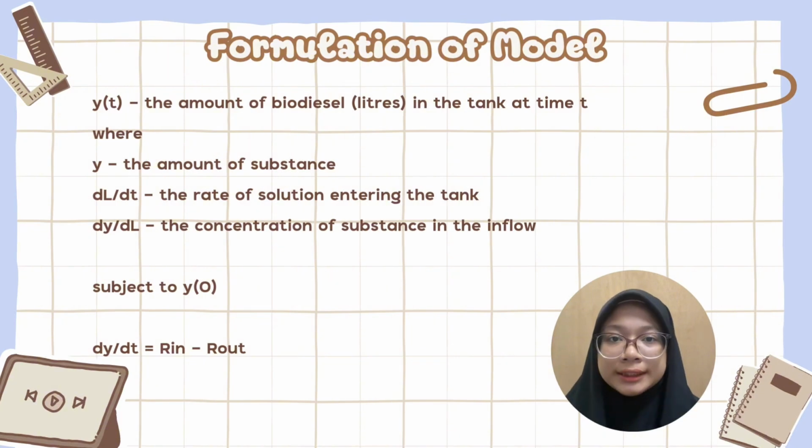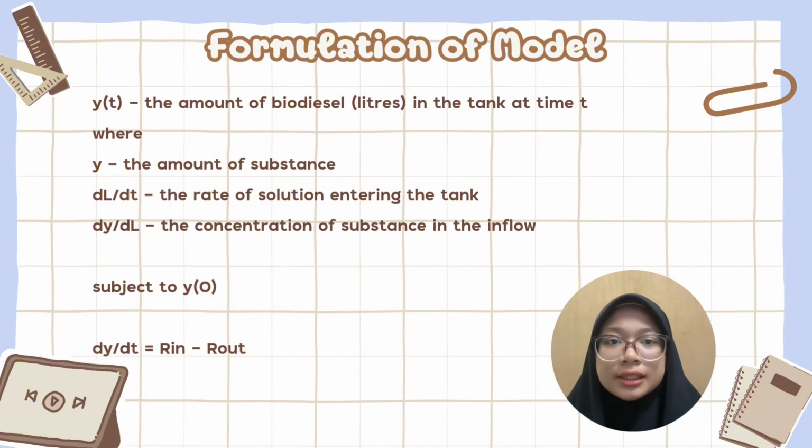Let y(t) represent the amount of biodiesel in liters in the tank at time t. At time 0, the amount of biodiesel in the tank is y(0). Biodiesel flows into the tank and out of the tank over time. The rate at which biodiesel enters the tank is called R_in, and the rate at which it leaves the tank is called R_out. The rate of solution entering the tank is given by dL over dt, and the concentration of biodiesel in the inflow is dy over dL.